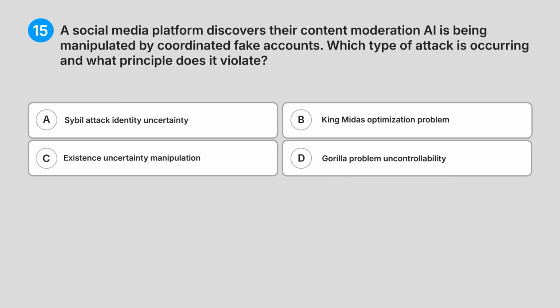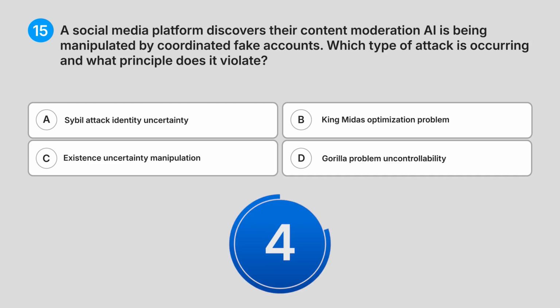15. A social media platform discovers their content moderation AI is being manipulated by coordinated fake accounts. Which type of attack is occurring, and what principle does it violate? A. Sybil attack, identity uncertainty. B. King Midas optimization problem. C. Existence uncertainty manipulation. D. Gorilla problem, uncontrollability.